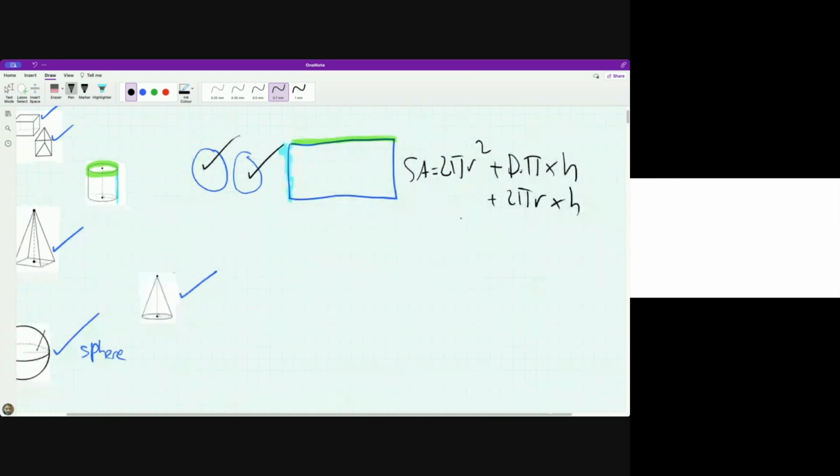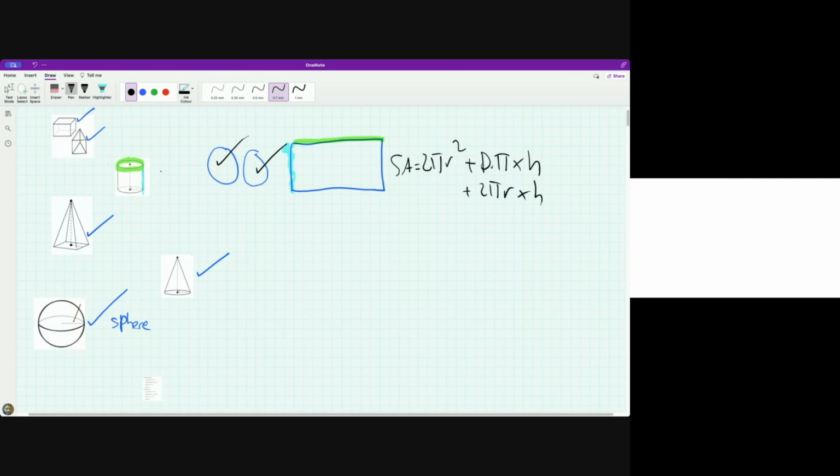Give me a thumbs up if you remember that little bit tricky surface area formula for cylinder. You will be given this formula, but you just need to know how to recognize it.